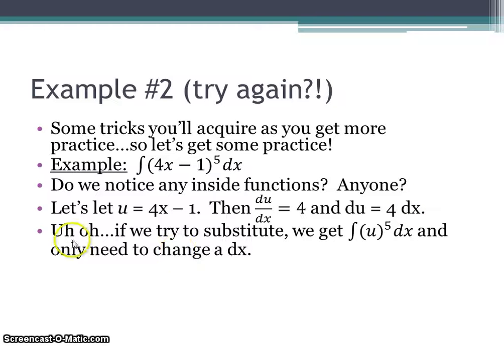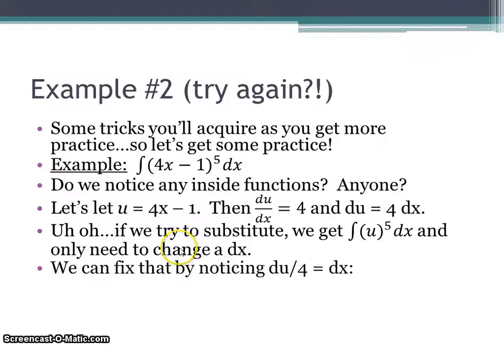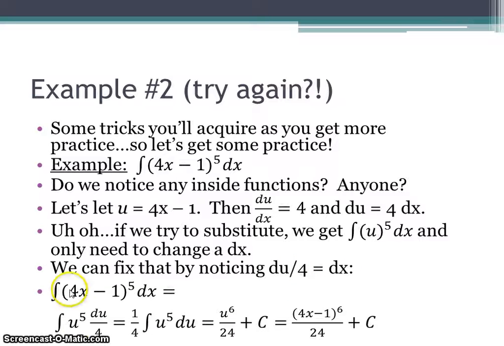So notice what happens when we try to substitute. We get u^5 dx. Now we only need to get rid of that dx part and make it into something involving a du. But the problem is when we took the derivative, we got du = 4 dx. Well, what can we do? Divide by 4. We can fix that and write du/4 = dx. And when we put everything in, we get u^5 du/4 as our integrand.